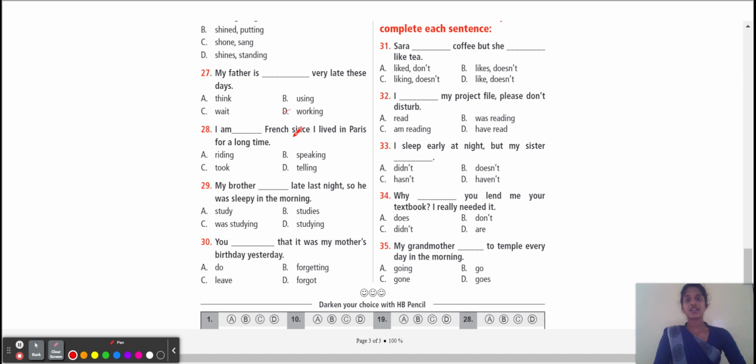Here since is placed, and here am is placed there. Do you know that am is the present tense? So here "I am speaking" is the correct one.